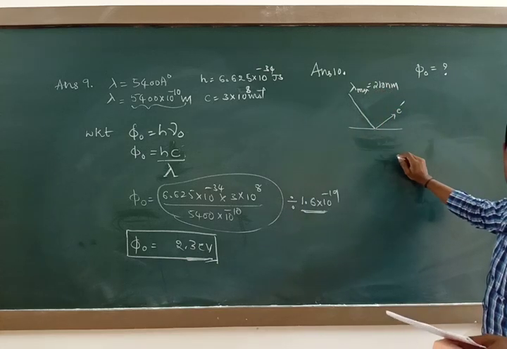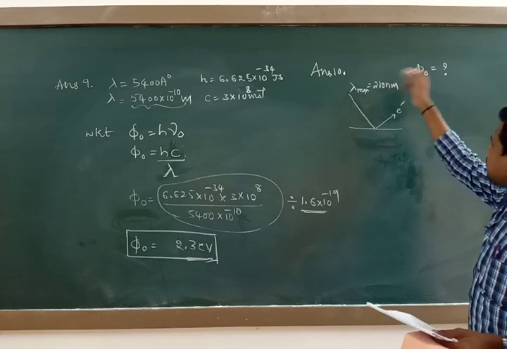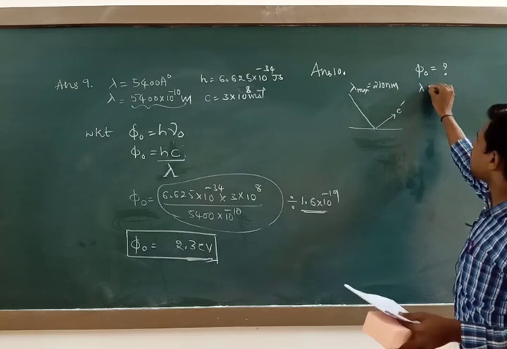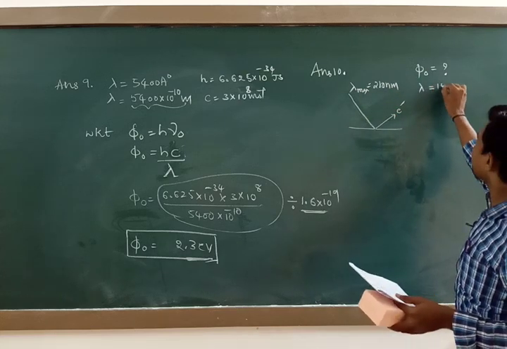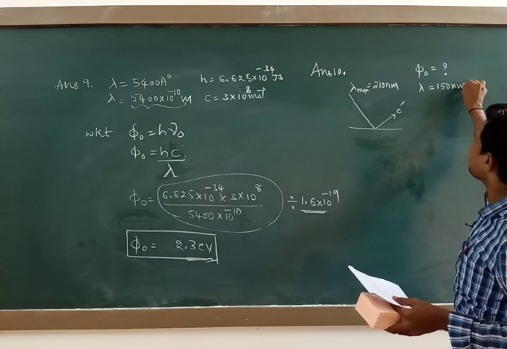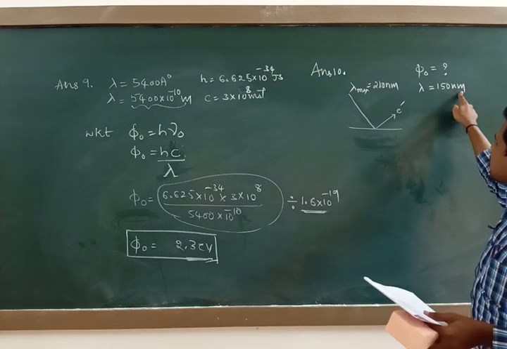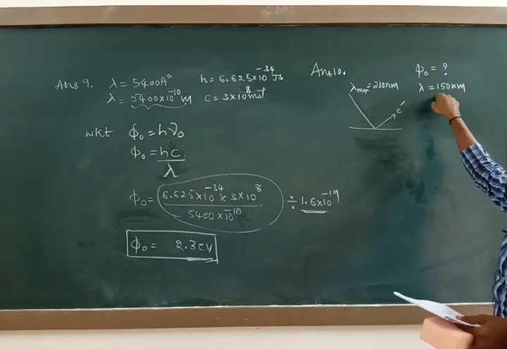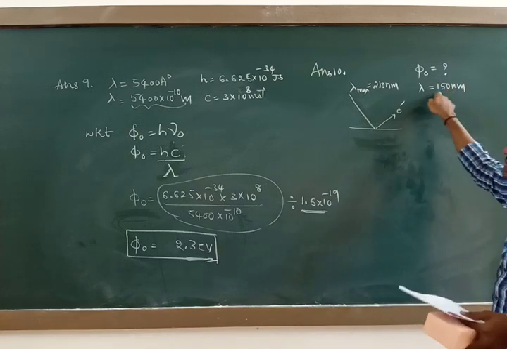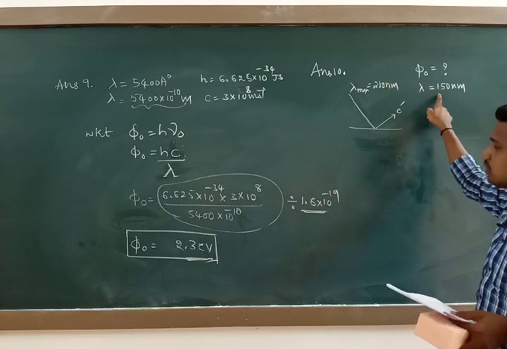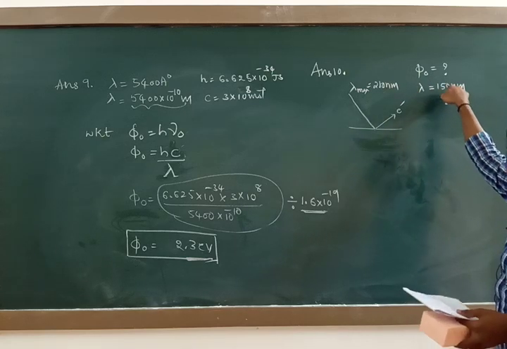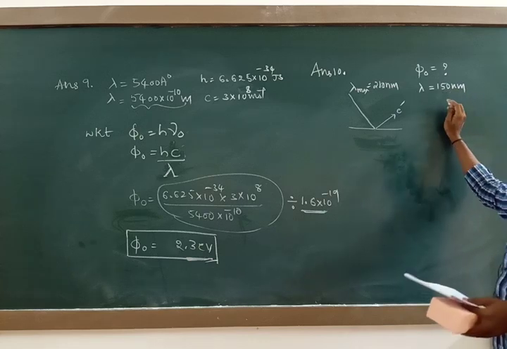I am going to incident a radiation of wavelength that is 150 nanometer. When I put 150 nanometer radiation, okay, 150 nanometer means which is minimum wavelength, maximum will be the frequency. When you compare these two values, considering this as the minimum wavelength value, it will offer some maximum frequency.